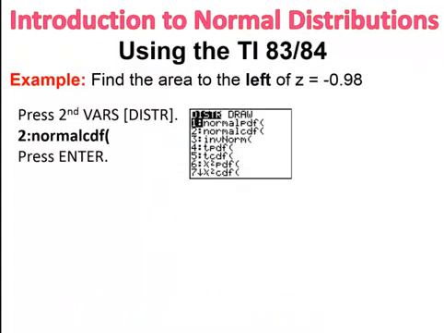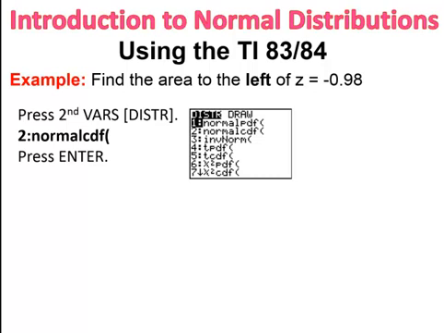So now we're going to be really using the calculator to find the area for a z-score. And how you use the calculator, whether you have the 83 or 84, you're going to press your second key and you're going to hit the VARS button. Now the VARS button, above the VARS button, you see that abbreviation DISTR. Well, that represents distribution. We're working with normal distribution. We want to work in the distribution menu on the calculator.